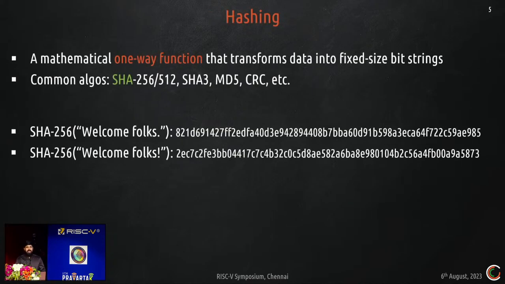So what is hashing? It is a mathematical one-way function that basically transforms some data into a fixed length bit string. If you look at this example here, you have two strings, and the only difference between these two strings is that the last full stop is replaced by an exclamation mark. Now you'd see that if you compute the hash function, which in this case is called SHA-256, the values are entirely different. So it is impossible to determine what the message is just by looking at the hash. And that's why it is called a one-way function.